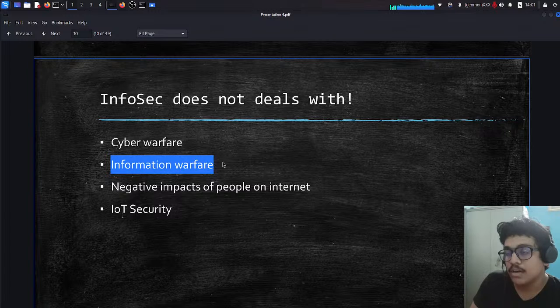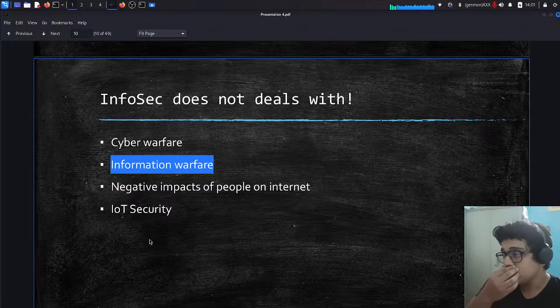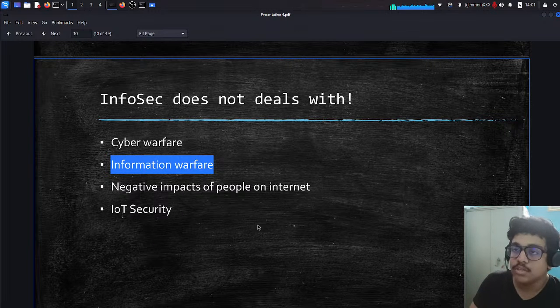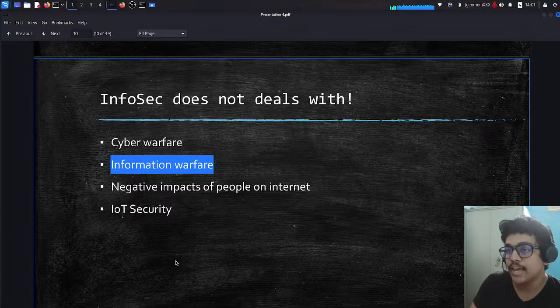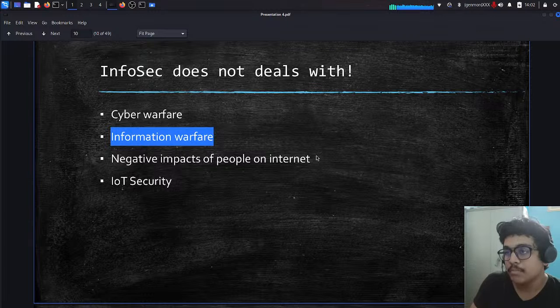Information warfare, for example, if there is a war between two countries and they have used information against each other in some way. For example, if they have some kind of military information, this information can be used in some way so that they can get the information of their military troops, their movement in advance. Then negative impacts on the people on the internet, such as hacking or blackmailing or sexual abuse.